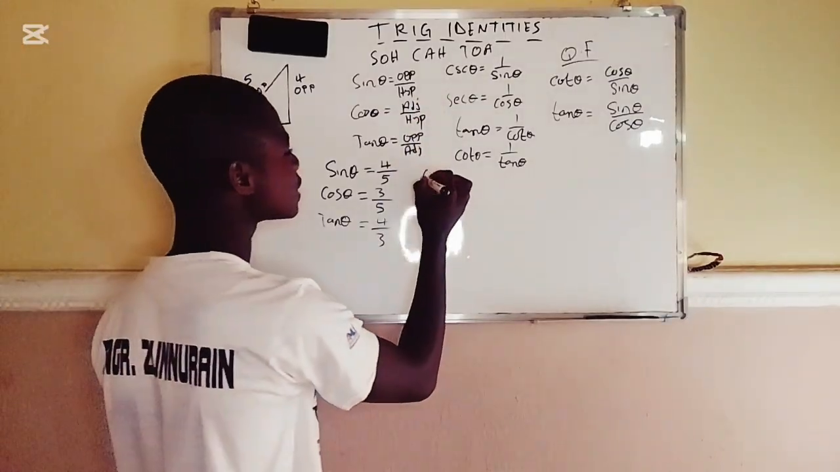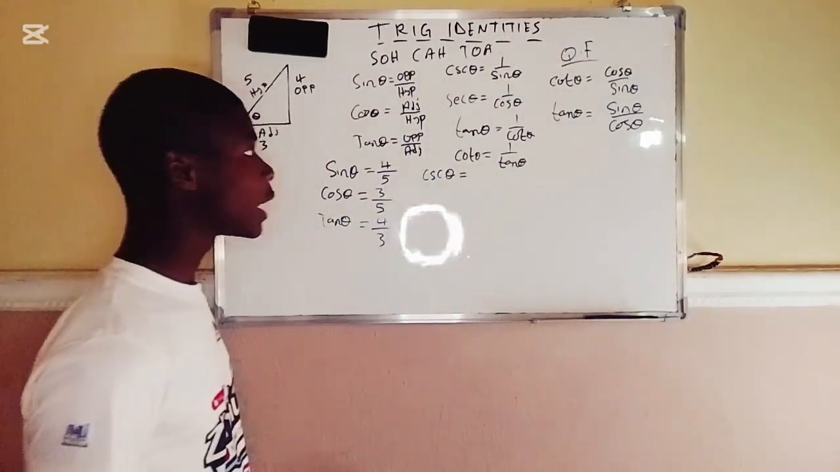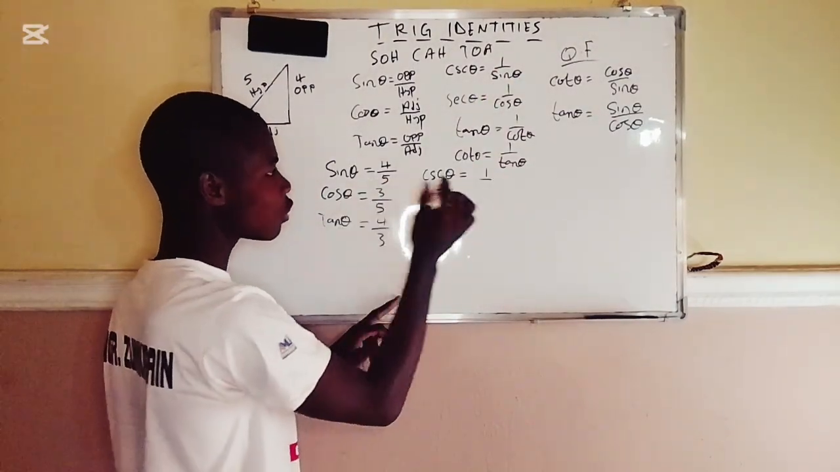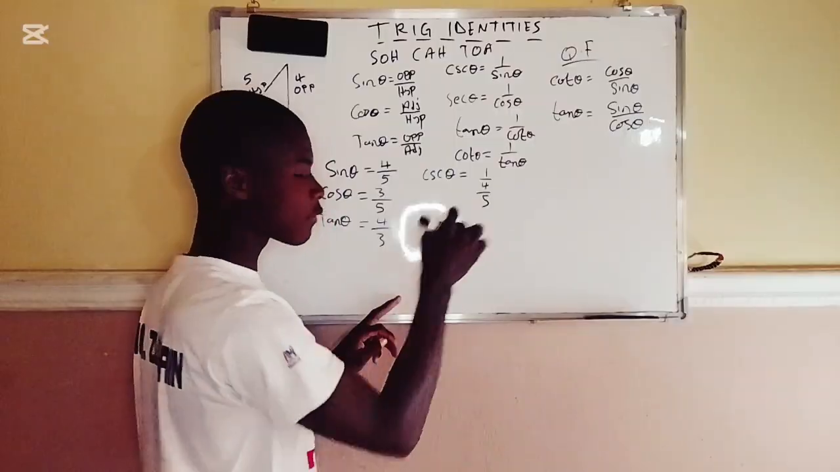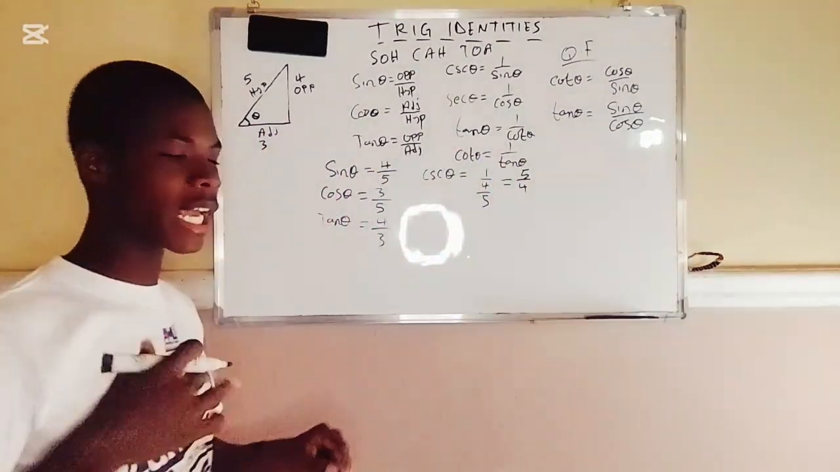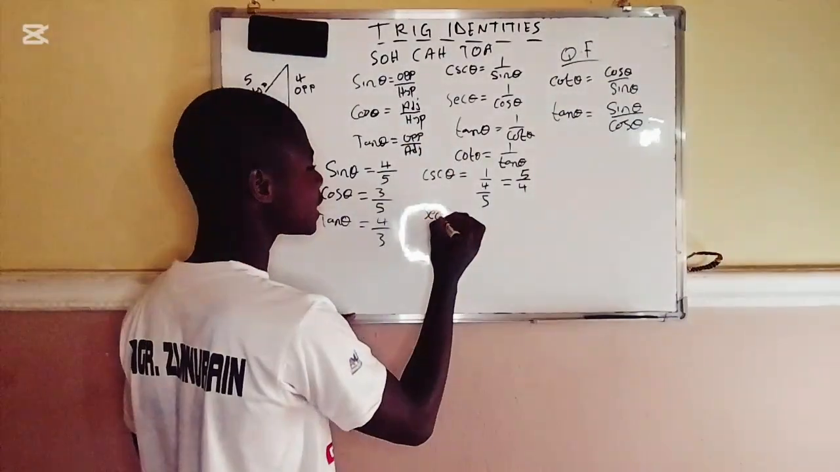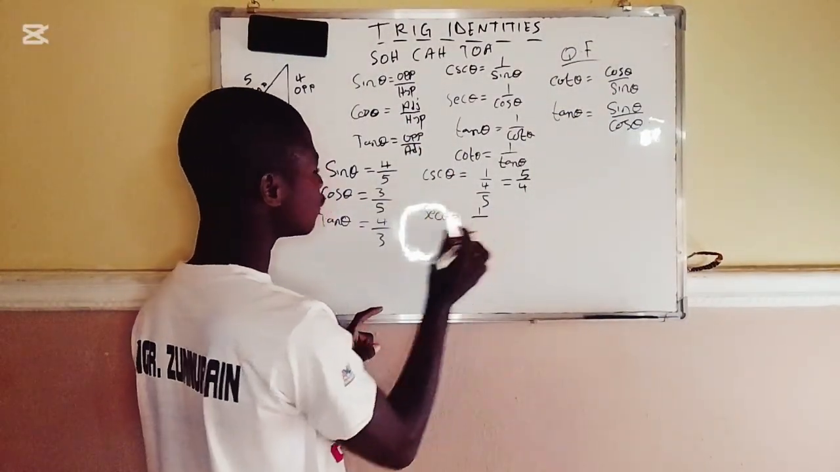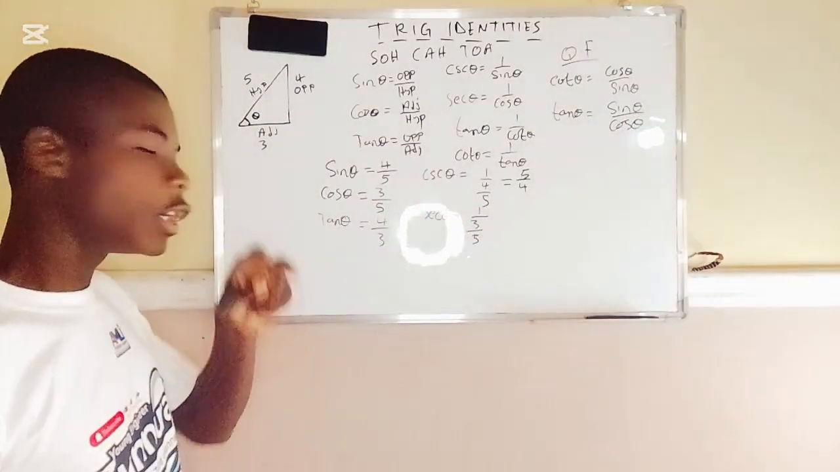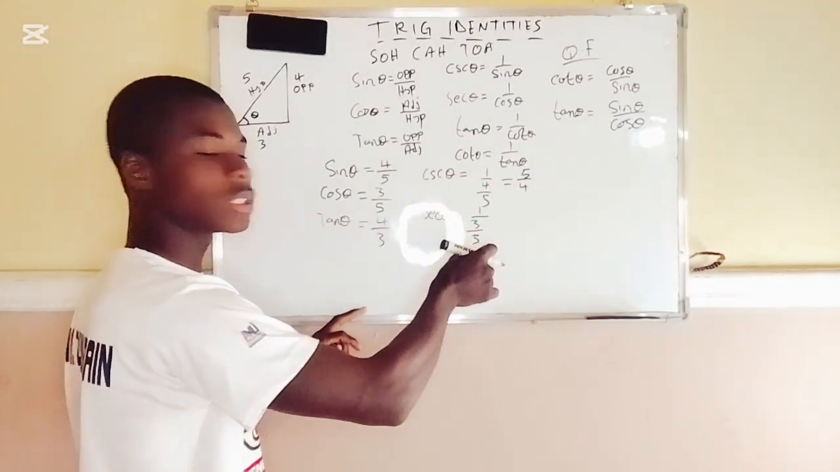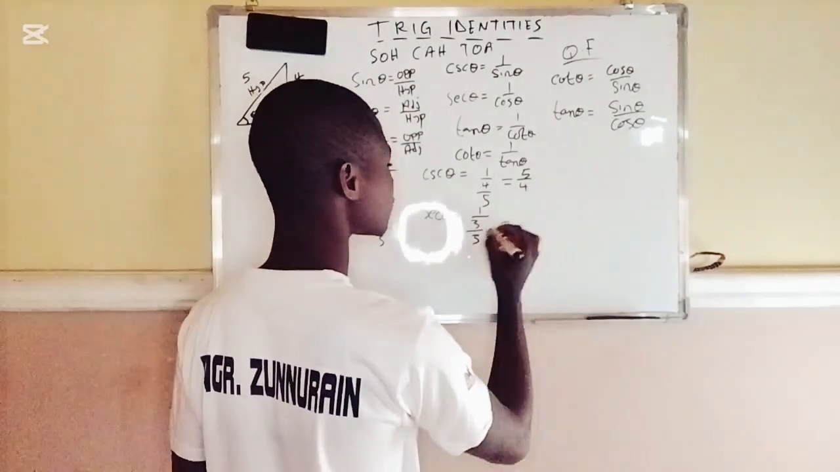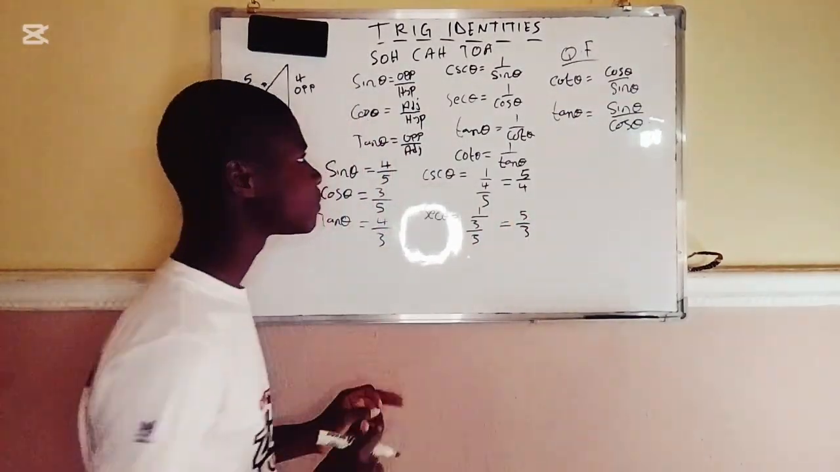So therefore the cosecant theta is the inverse of sine. As you can see, 1 over the value of sine. What is the value of sine? It is 4 over 5. So the value will automatically be 5 over 4. You are just going to interchange it. Therefore secant theta will be equal to 1 over the value of cos. The value of cos is 3 over 5. So 1 over 3 over 5, you are going to automatically change 3 over 5 to 5 over 3, so you eliminate the 1. Automatically it will be equal to 5 over 3.